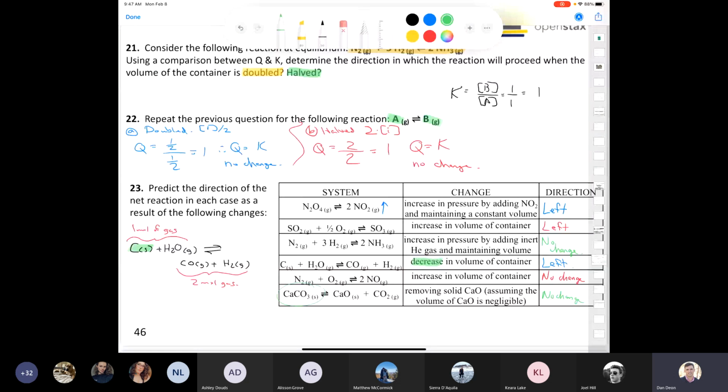It doesn't say that we remove all of it. It says we remove some of it. Okay, so it's not going to change the equilibrium, because the solids aren't part of the equilibrium expression. There you have it, folks.